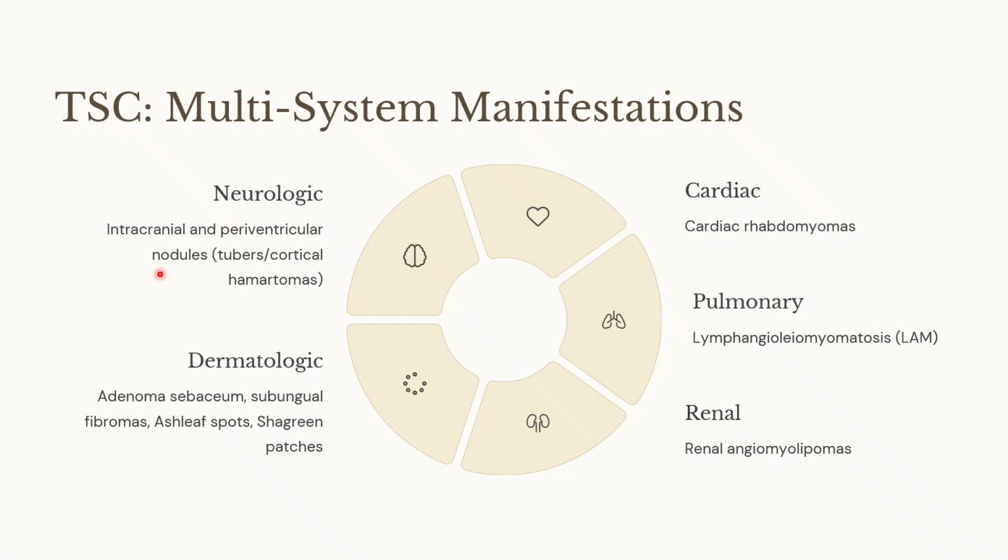There will be adenoma sebaceum in the face. There will be subungual, that is under the nails, fibromas. There can be ash leaf spots as well as shagreen patches. Cardiac, they can have cardiac rhabdomyomas, lymphangioleiomyomatosis, as well as renal angiomyolipomas. These are the systemic manifestations in tuberous sclerosis. The important point I would like to tell you is that tuberous sclerosis as well as neurofibromatosis are autosomal dominant.